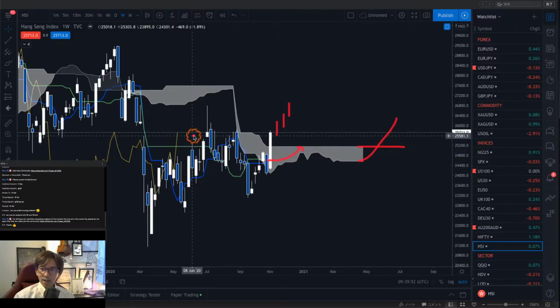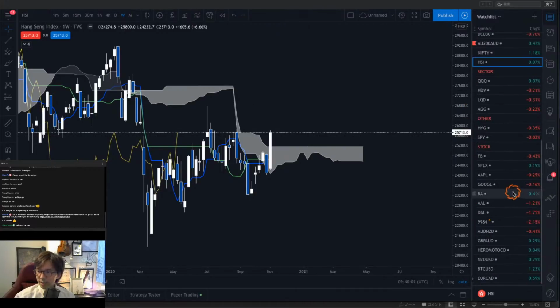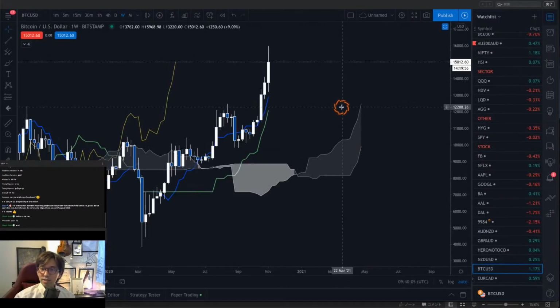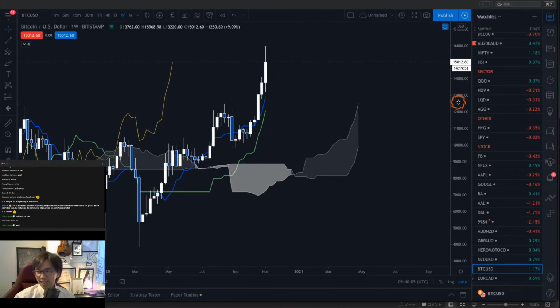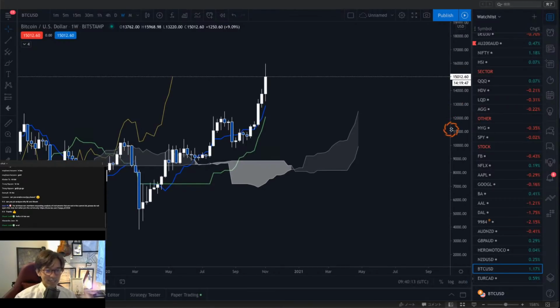Alright, so I got the request for Bitcoin, so let me quickly check the Bitcoin. I think it was moving up last week. So let's see, Bitcoin here. Wow, this is a very big uptrend. Yeah, no doubt this is an uptrend. You know, you don't have to use Ichimoku here. This is a nice uptrend.